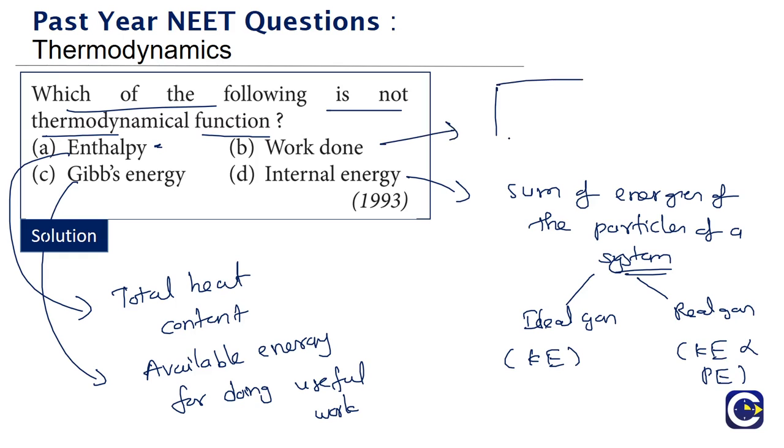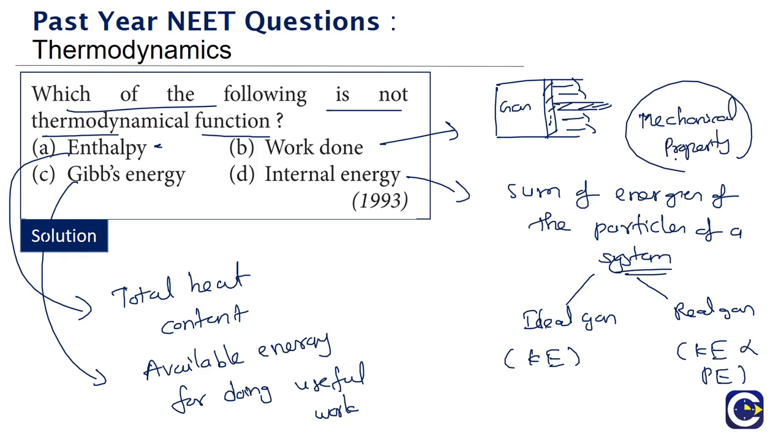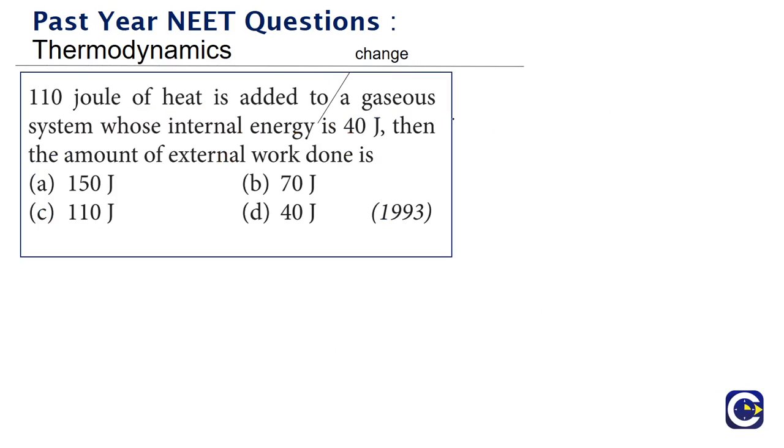this is a mechanical property, because if you have a gas in a cylinder with a movable piston, when it is pushing the piston outwards, it is a mechanical property. It is not a thermodynamical property like enthalpy, Gibbs free energy or internal energy. So what is the correct answer? They're asking which is not a thermodynamical function. Work done is seen as a mechanical property, because there will be mechanical interaction between the system and the surroundings.